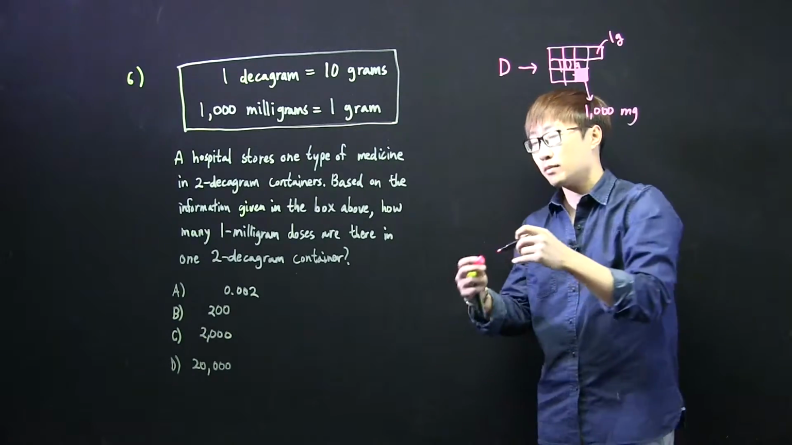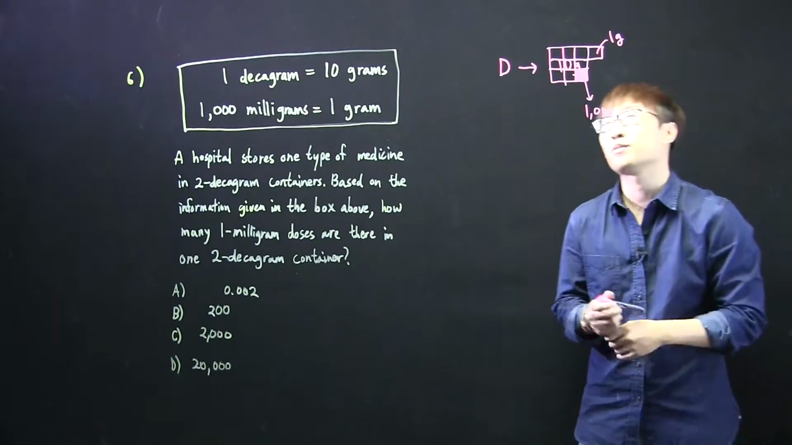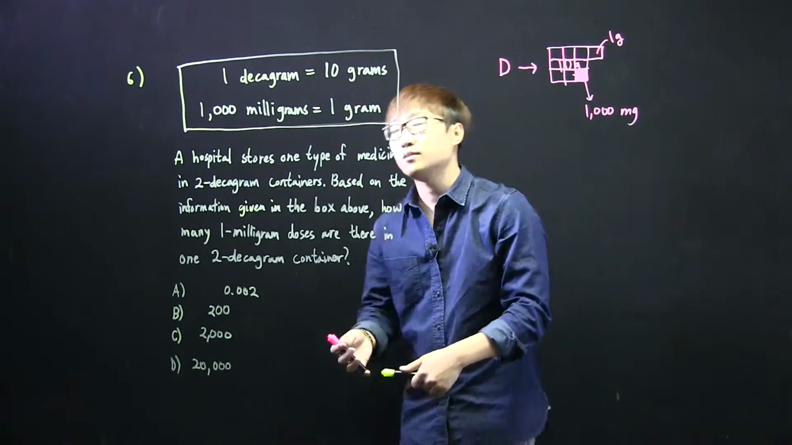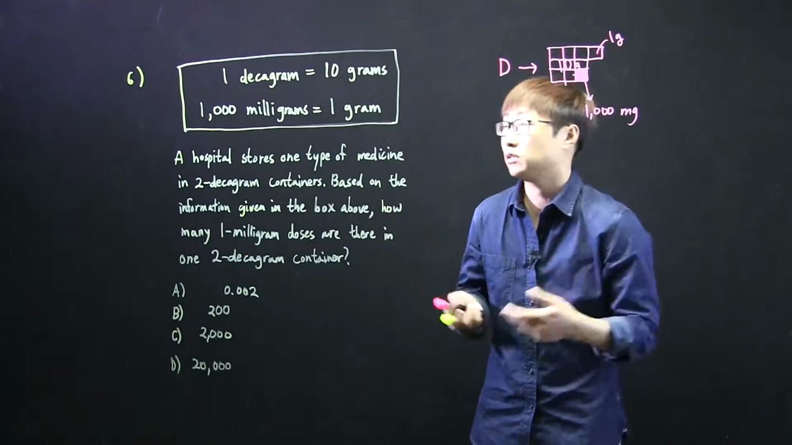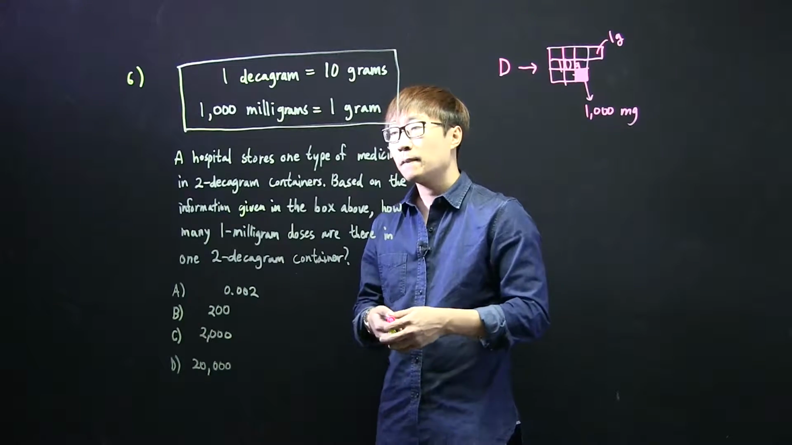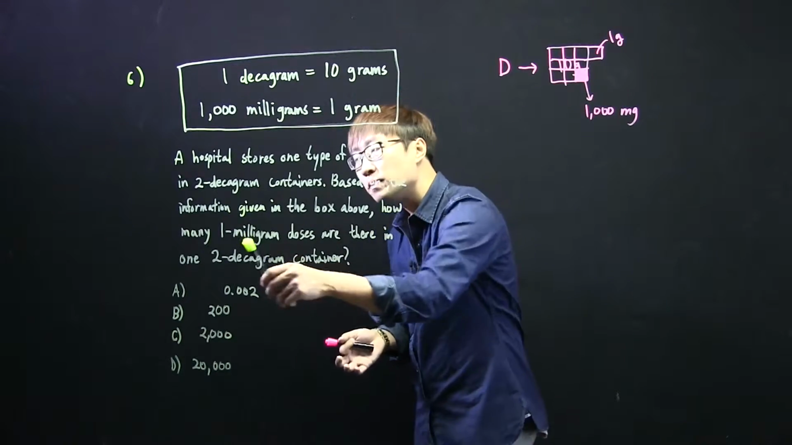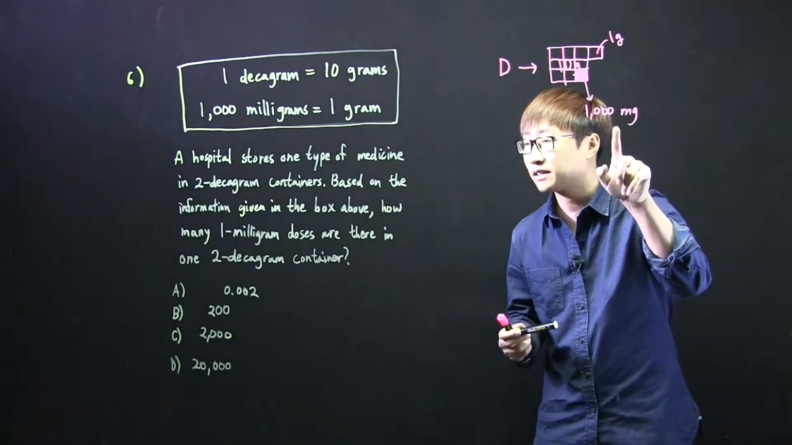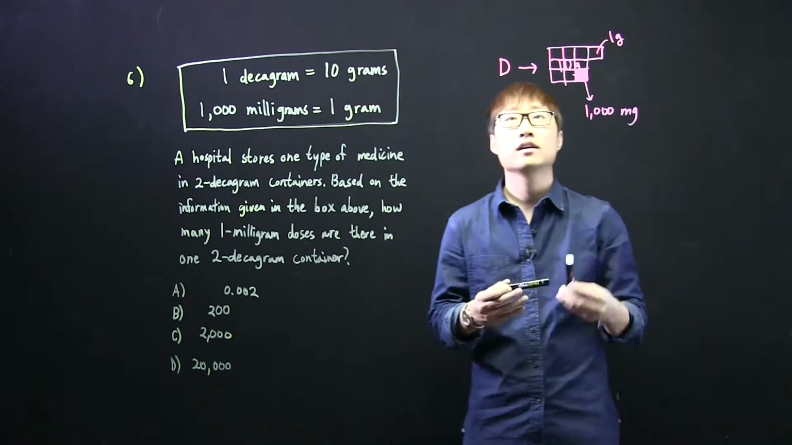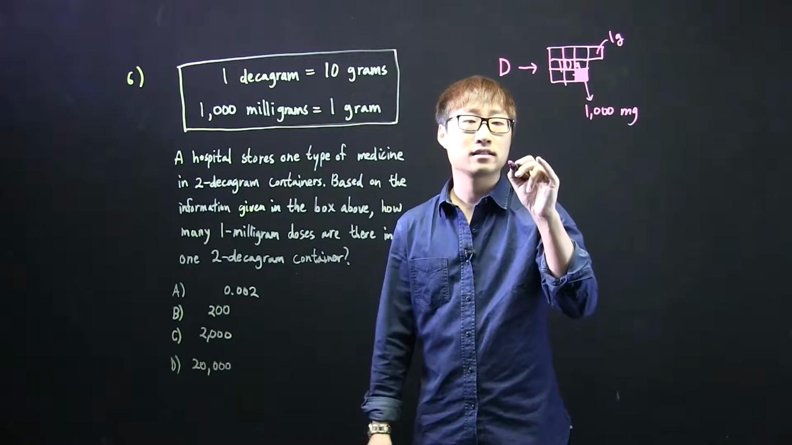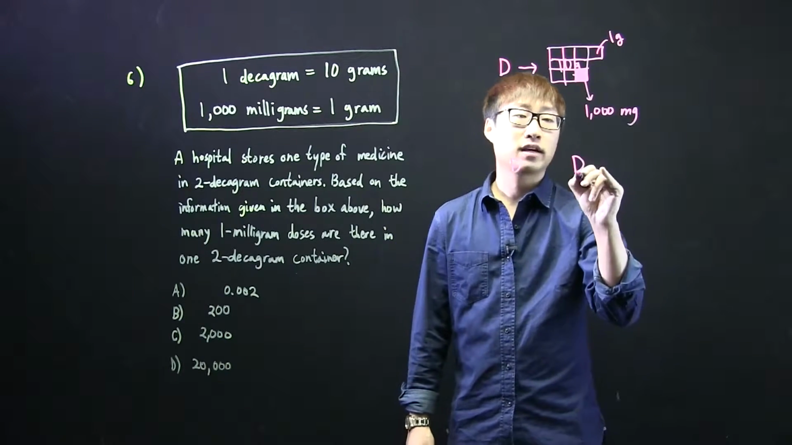It says 1 gram is 1,000 milligrams. I hope we're familiar with all these grams, milligrams, and decagrams by now, but I'm just doing it for the sake of assuming that we don't really know this prior to this question. So what do we ask? How many 1 milligram doses, aka how many of these guys are there in one 2 decagram container, right? So 2 decagram container, that's D and D, right?